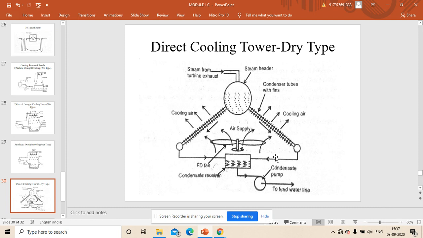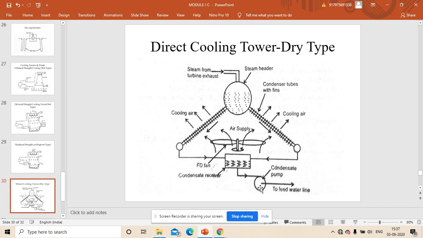There is no need for it to go to the cooling tower again. All the things happen in this way. And once the steam is condensed, that condensed water is pumped back to the boiler or feed water line through the condenser pump.